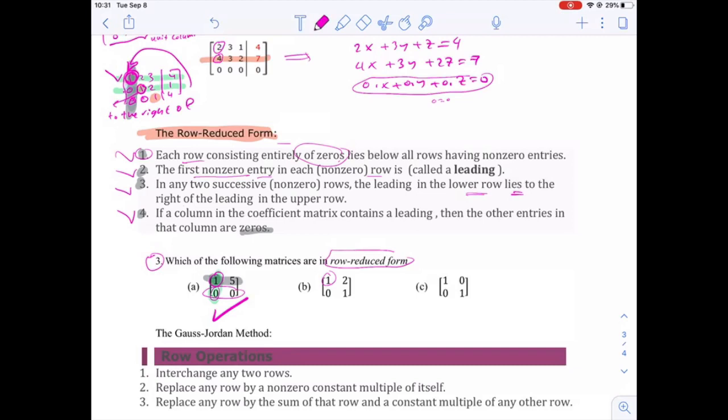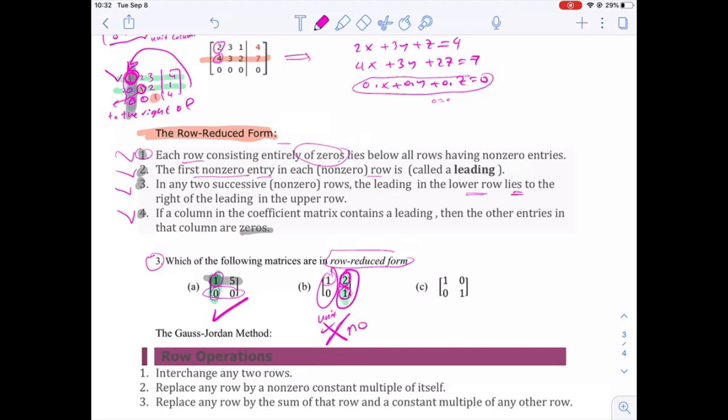If we have two successive non-zero rows, the leading one in the lower row will be to the right, yes. But the problem is that this column does not consist entirely of zeros. The first one is a unit, that's okay, but the second one is not zero everywhere except in the leading position. We have a one here, but we still have a non-zero entry in that column, so this is not in the row reduced form.